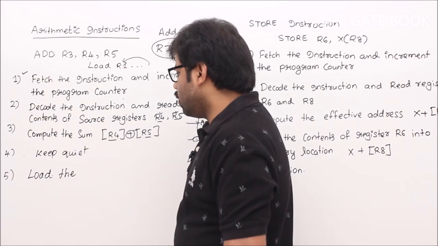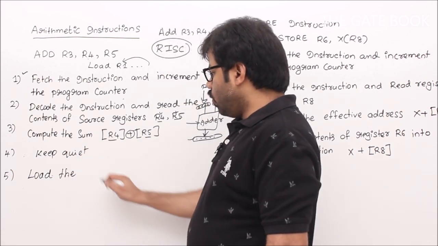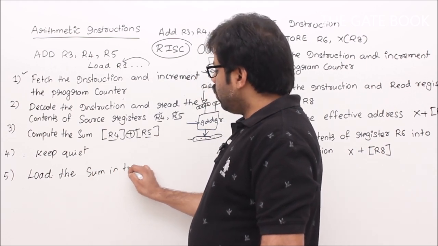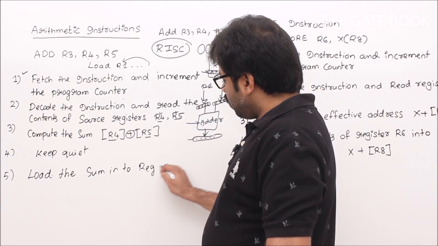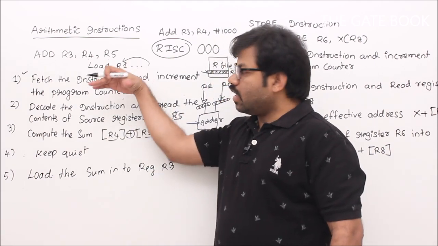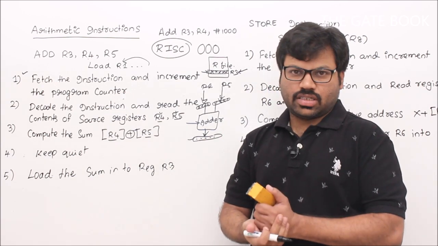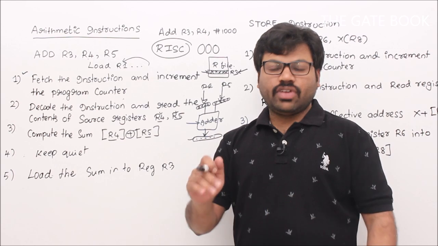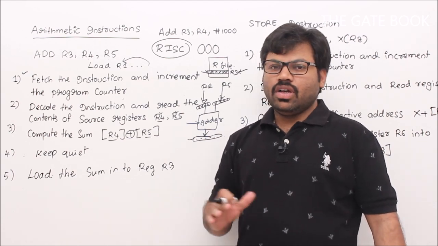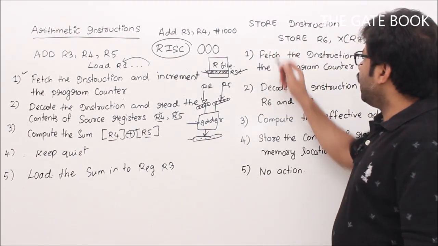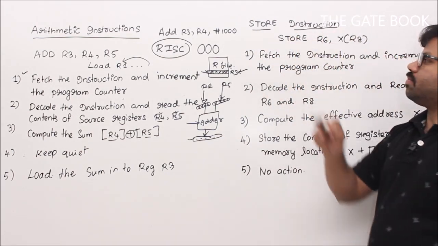So in the fifth step, what you do is load the sum into register R3, so that this instruction will be similar to the load instruction. Now when you have similar instructions, we are going to get the benefit of the multi-stage idea, which is in pipelining. Now we will see the next instruction, the store instruction.